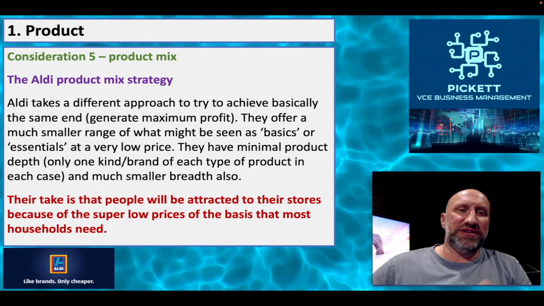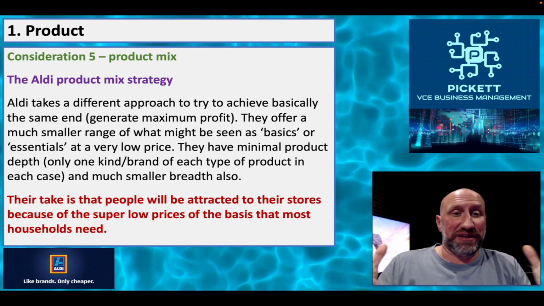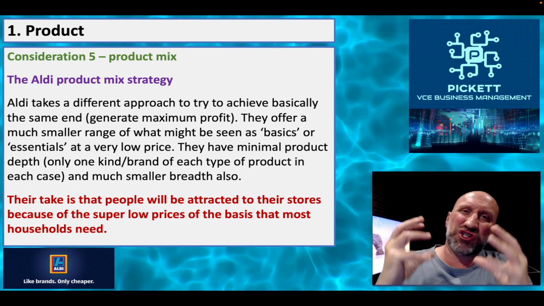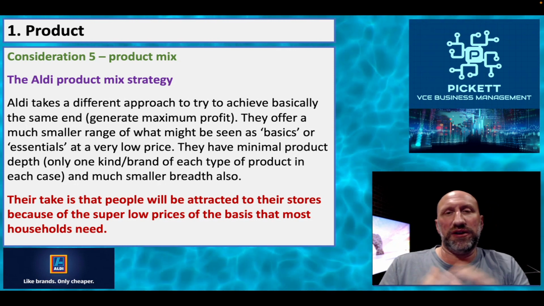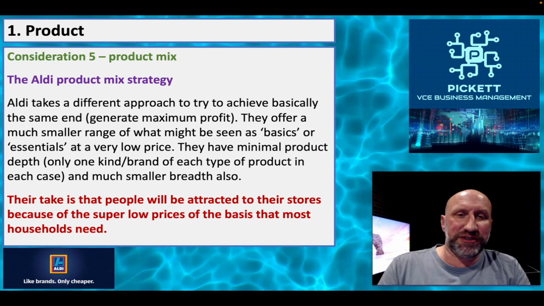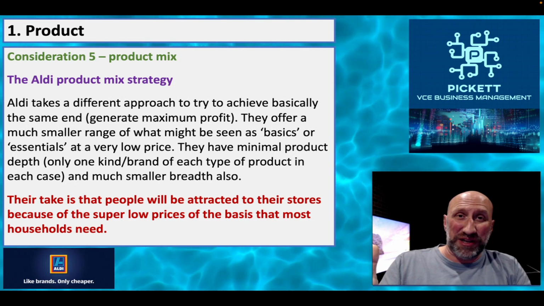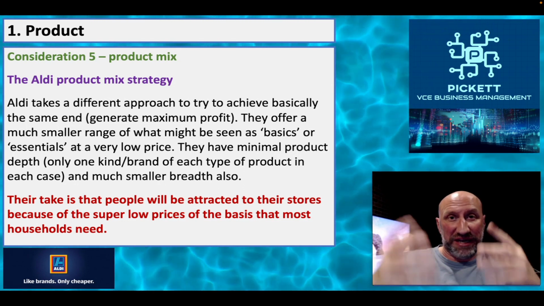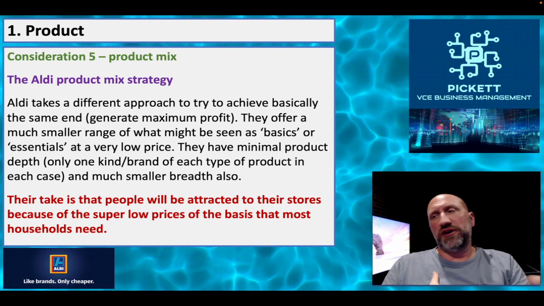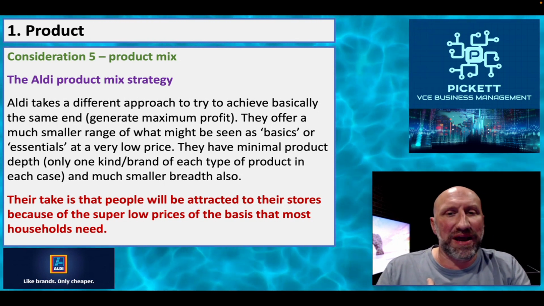Now, the Aldi strategy is different, okay? They have a different approach to try to achieve basically the same end, which, of course, is to make the most amount of money. So they offer a much smaller range of what you might call basics or essentials at a very, very low price. They have minimal product depth. If you go to an Aldi, there's often only one type of each product. In fact, very rarely is there more than one type of a product. Whereas if you go for cornflakes elsewhere, there'd be different brands of cornflakes, very similar stuff. You're just going to have one brand in Aldi.